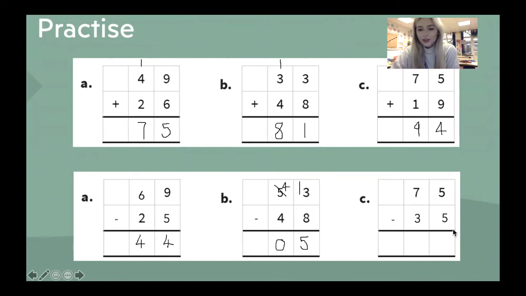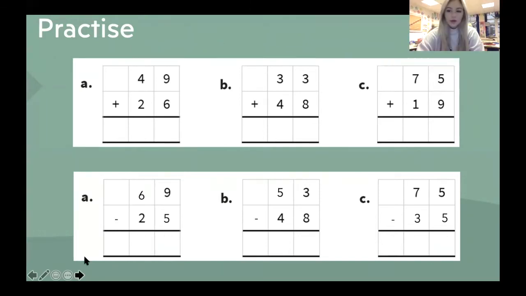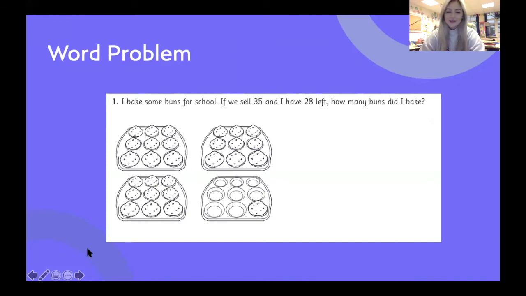Our last question is 75 take away 35. Now again, starting in the ones column, I'm going to do 5 take away 5, and that leaves me with no ones. And then I'm going to move on to the 10s and do 7 10s take away 3 10s, which leaves me with 4. So my answer is 40. Well done if you managed to get those answers correct.